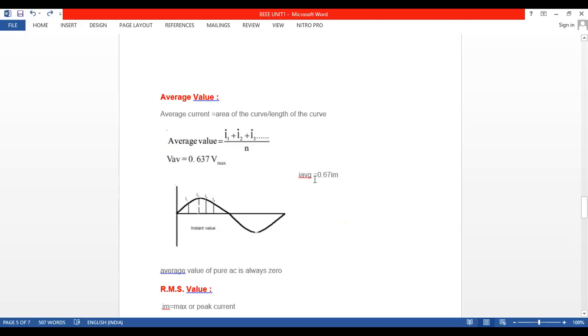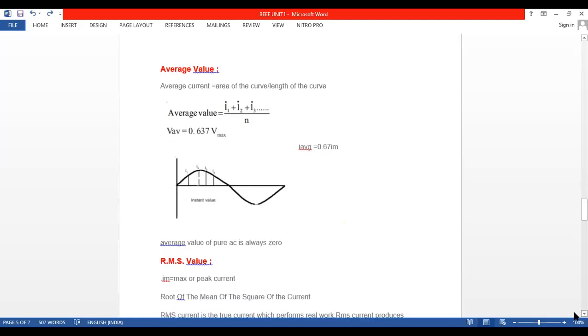So average, yes, average value. See, this graph is starting from 0 and it is reaching a certain value. What is that value? We'll see later on. So it is the total area here, length. So I average equals 0.67 into maximum value. So next one, remember this value.